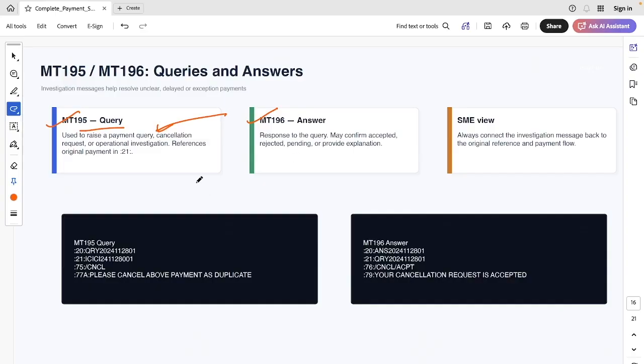Field 21 is very important because it cross references the original payment or the related party. So we have field 21 in MT195 as well, and we have field 21 in MT196. Through this field, they cross reference each other. In this example, MT195 is asking to cancel a payment because it was a duplicate, and MT196 answers that the cancellation request is accepted. Now keep in mind that a cancellation request does not automatically mean the payment is cancelled. The counterparty must process and confirm the outcome.